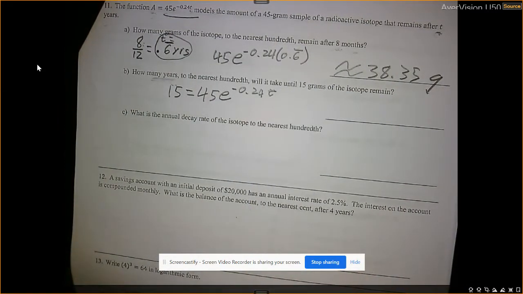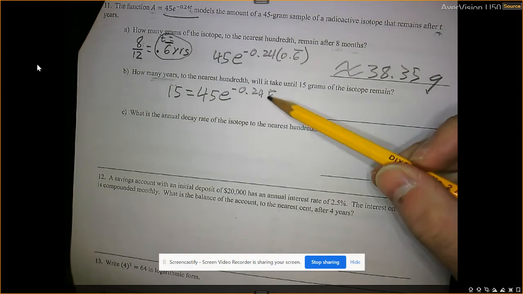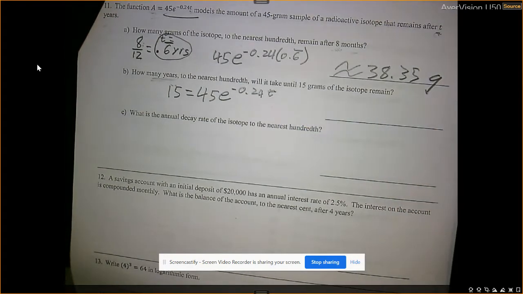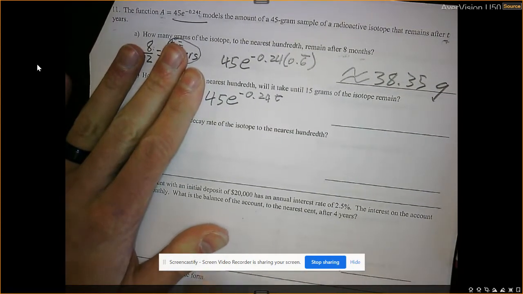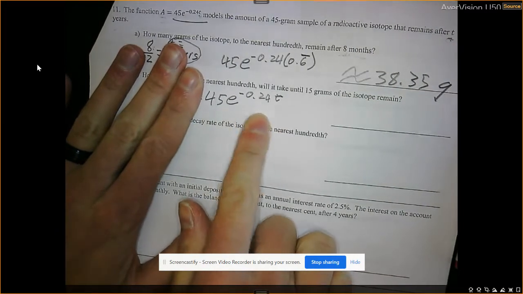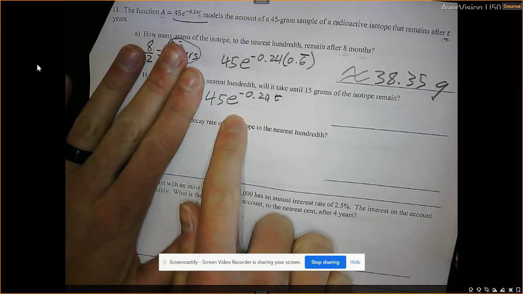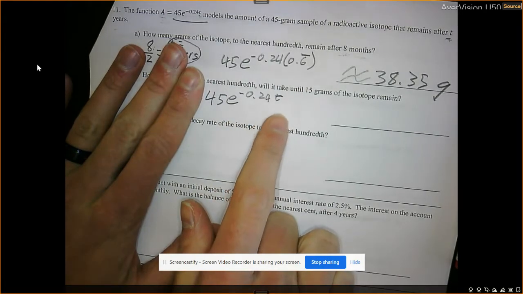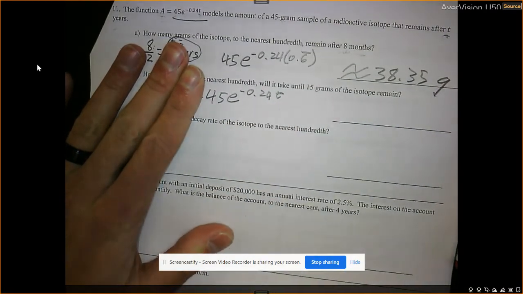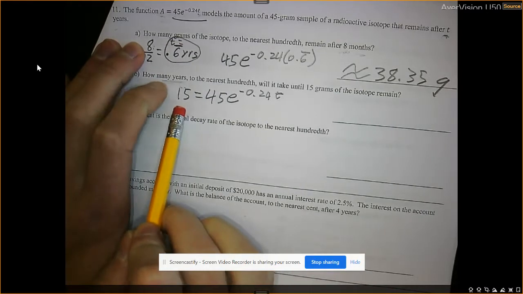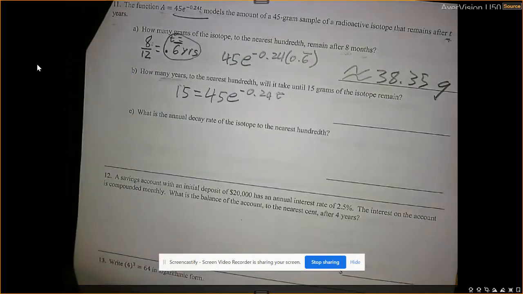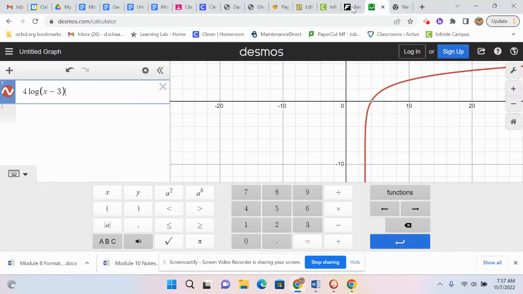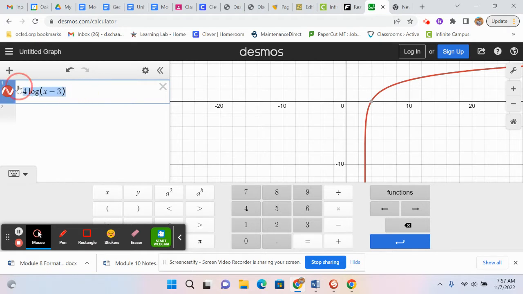The way we do this is by plugging it into our graphing calculator and seeing where this is going to be. If you're doing it on a real graphing calculator, not using Desmos, you plug exactly this in. So you go y equals 45e to the negative 0.24 times t. Then you go to your table and see where y is 15 and see what your x is when y is 15. Otherwise, if you're using Desmos, I'll hop over and do this really quick.